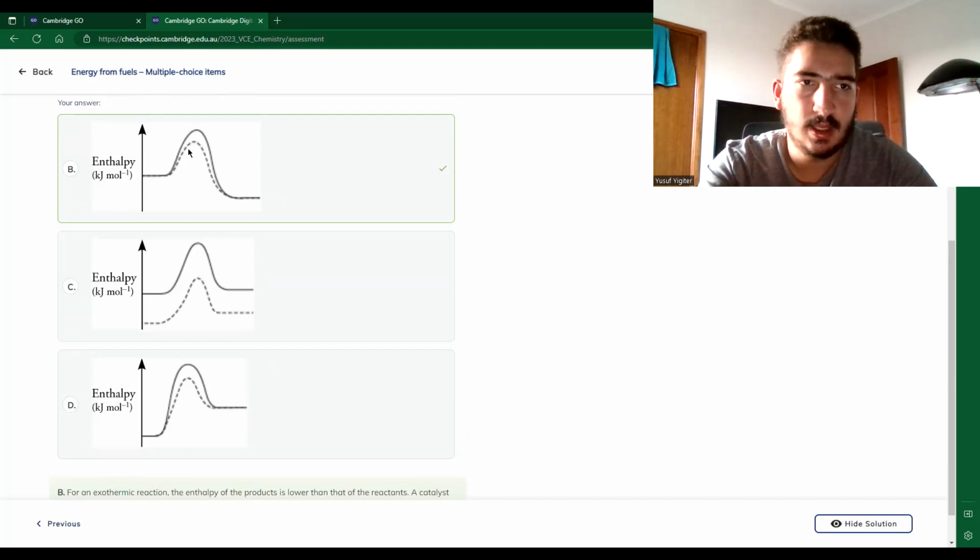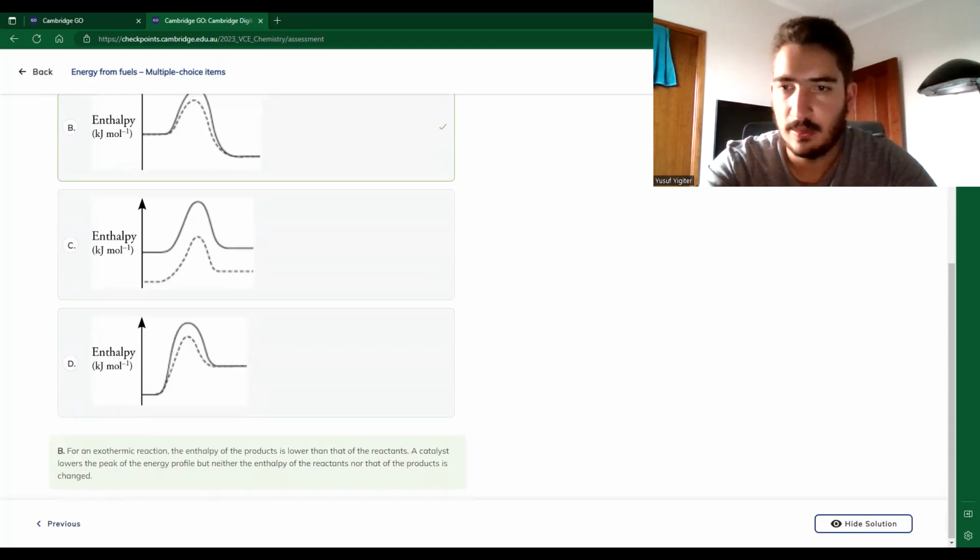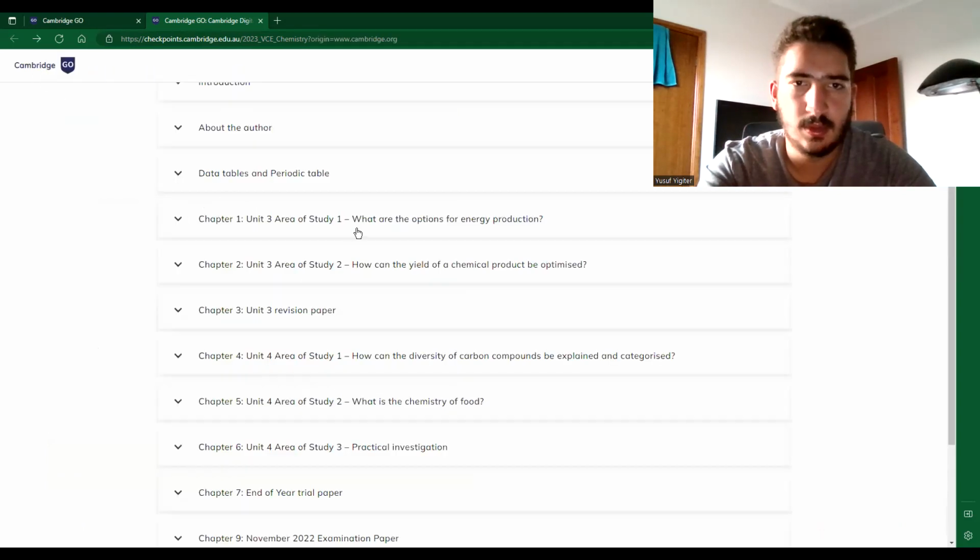But here is the catalyst. Yeah, it'd be less. Okay. Wait, is that all? All about profile diagrams. You serious?